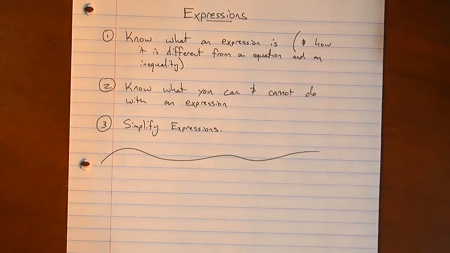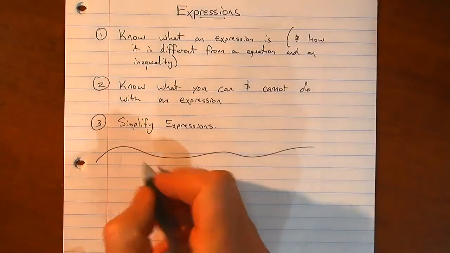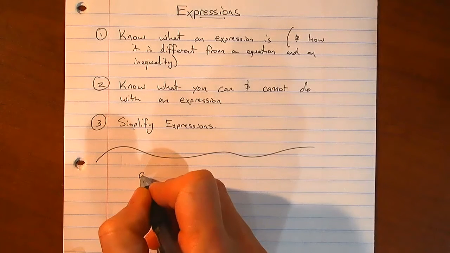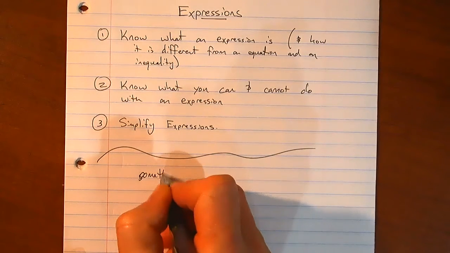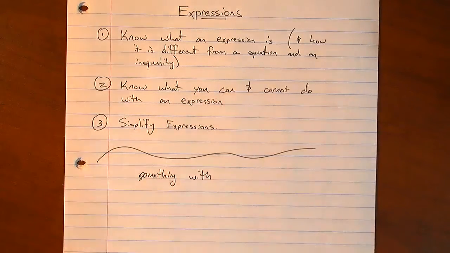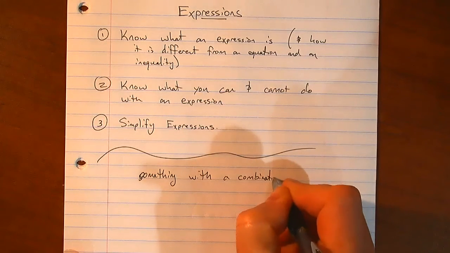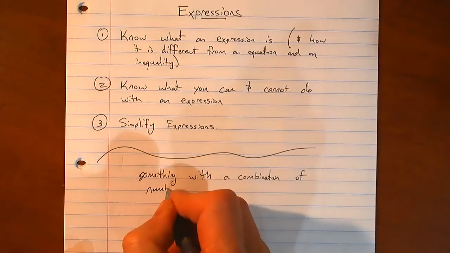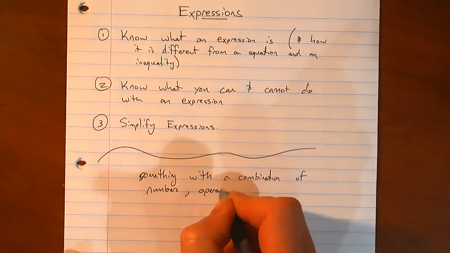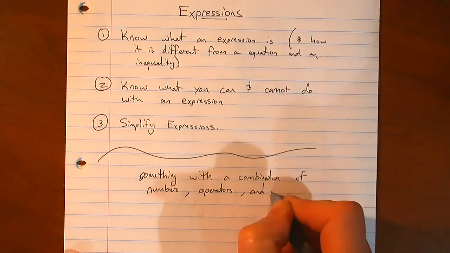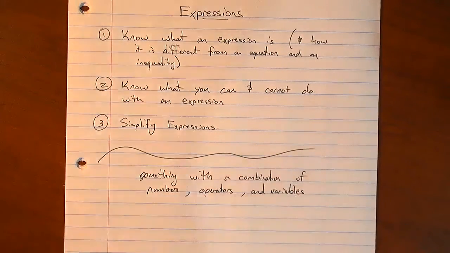Okay, so let's start with what an expression is. And remember, you just need to have a working definition, so I'm not going to give you something that's a formal, Mathenese dictionary kind of thing. Very simply, an expression is something that has some kind of combination of numbers, operators, and variables. Okay, now realize it does not need to have all of those things, but it's going to have some mixture of them.